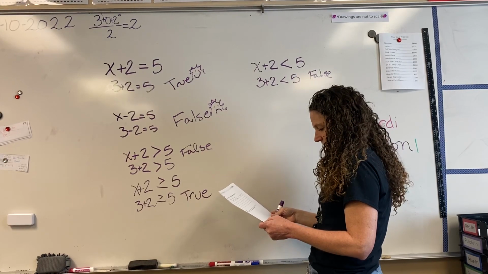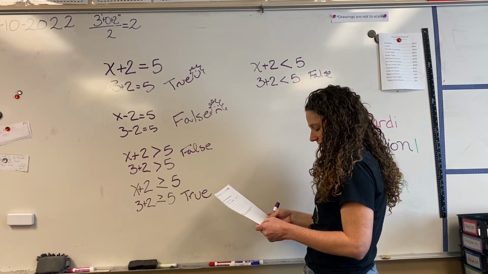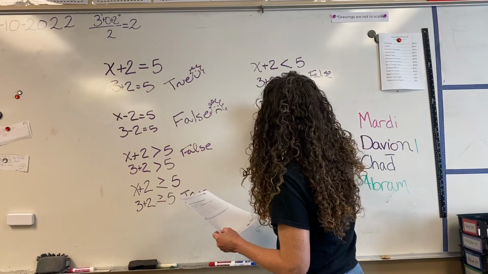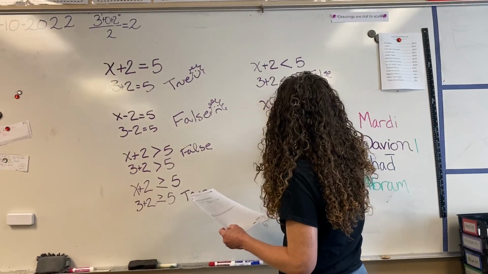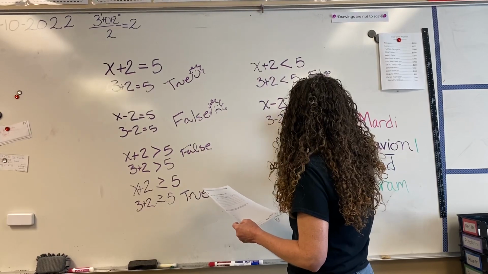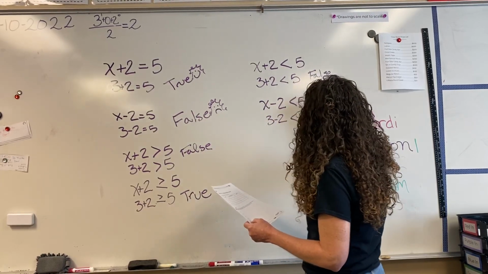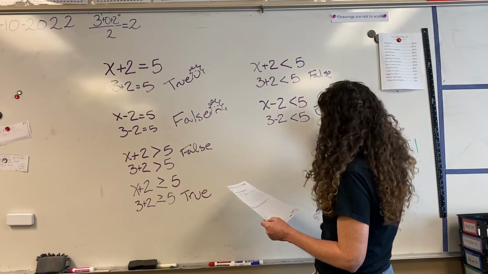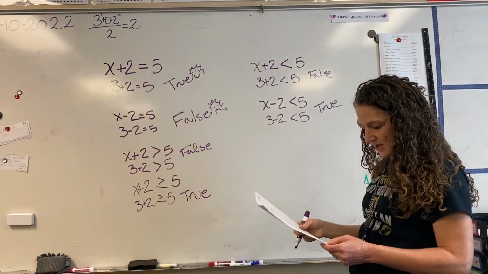I think that one was supposed to be x minus 2. What if I have x minus 2 is less than 5? Is that true or false? If we have 3 minus 2 is less than 5, is that one true? True. So do we scribble out the plus sign and make it a minus sign?